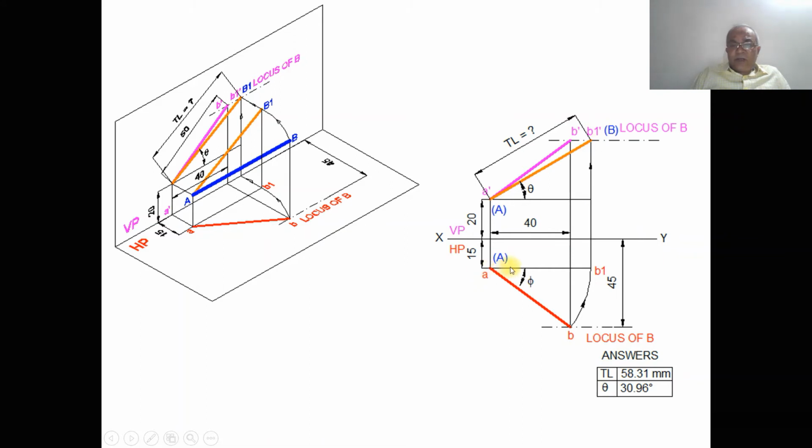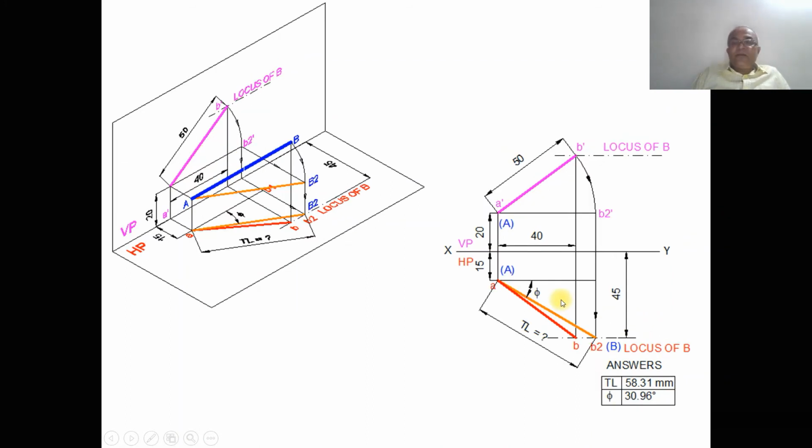As we know, small ab1 is the line which is parallel to XY in the top view. So obviously the corresponding front view will be in true length, with capital A and capital B. You measure the true length of this line and also the inclination of the line with respect to HP, which is theta. Similarly, now we need to find the true length in the horizontal plane.